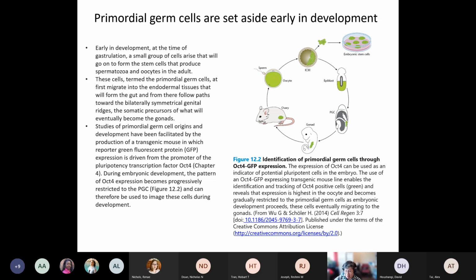Okay, so now you have learned that OCT4 is not only a marker for pluripotent stem cells, but it is also a marker for primordial germ cells. And later on, once the primordial germ cells are in the ovary, they will further differentiate into the follicle cells. So that's what's happening in the ovary. In the testes, they will become the spermatogonia. Later on, we're going to touch on that.